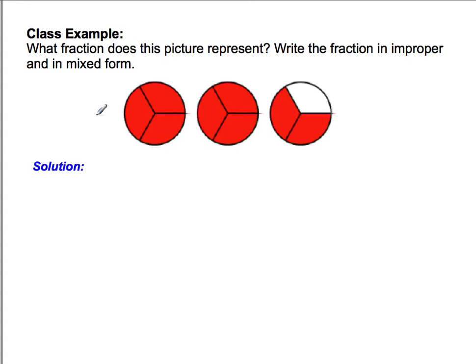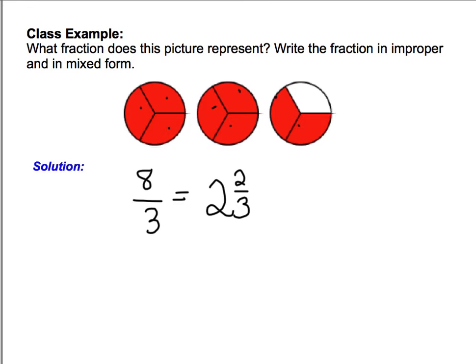What fraction does this picture represent? Again, we're going to write it in improper and in mixed. Well, let's start with improper first. Okay, so our pizza is divided into thirds. We have 1, 2, 3, 4, 5, 6, 7, 8, so 8 thirds. In mixed, we have 2 wholes and then 2 of the 3 parts.